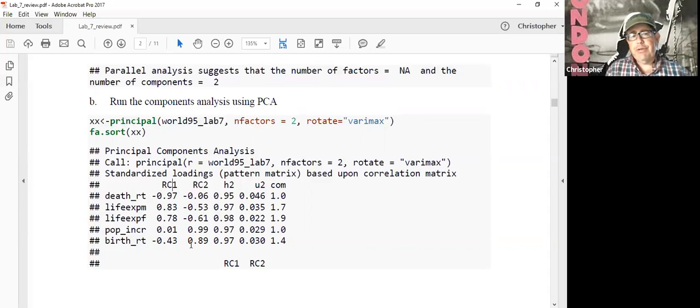The second component, population increase and birth rate. So we see two very clear components here. The first one dealing with how often people are dying. The second one, how often people are making the babies. So those are the two factors.